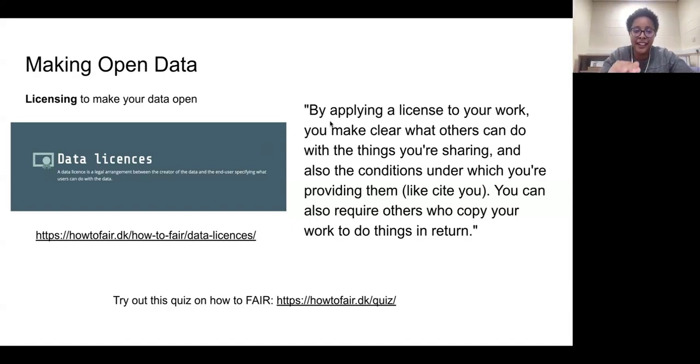Because I'm not particularly good at explaining most of these licenses. But licensing is also a crucial part of the checklist for making your data open.